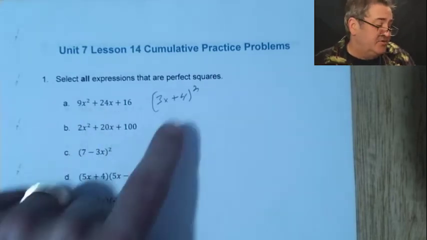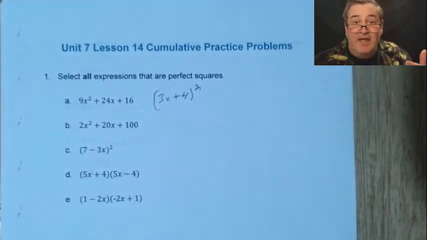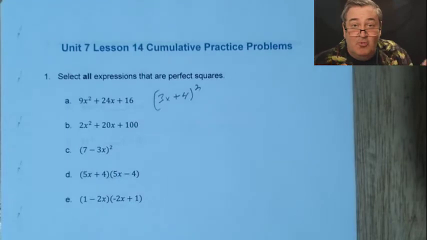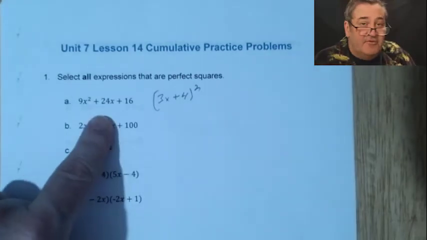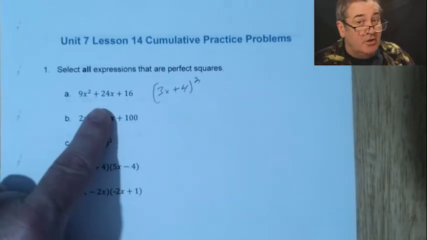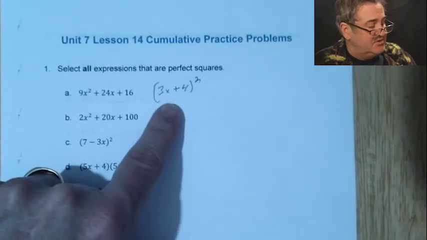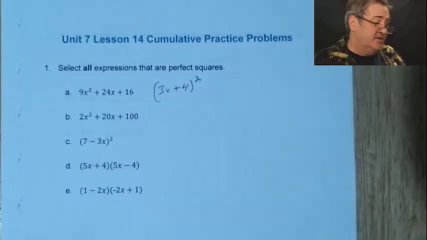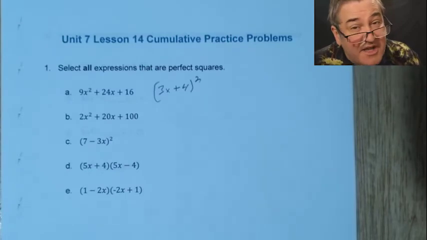That's what you're checking. You're taking 4 times 3x, and then say if I did that twice, would that add up to 24x? Spoiler alert. It does, because that's 12x. 12x twice is 24x. So that should be one of the ones you select.